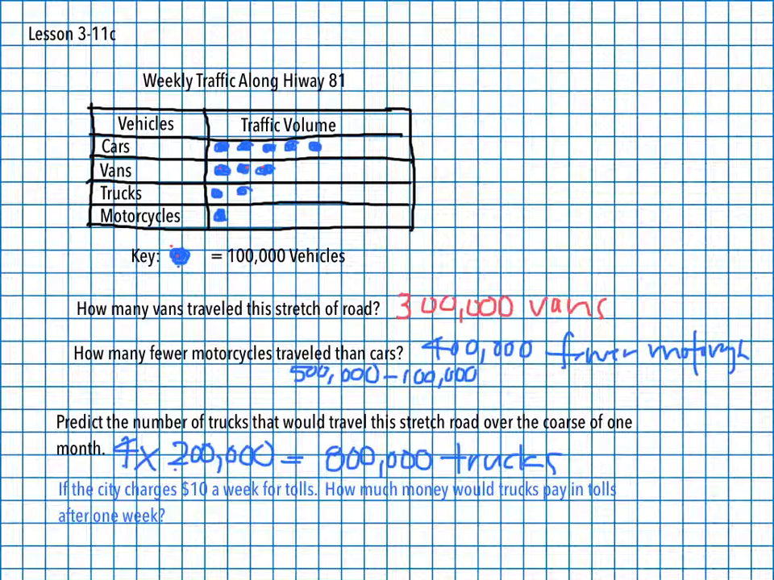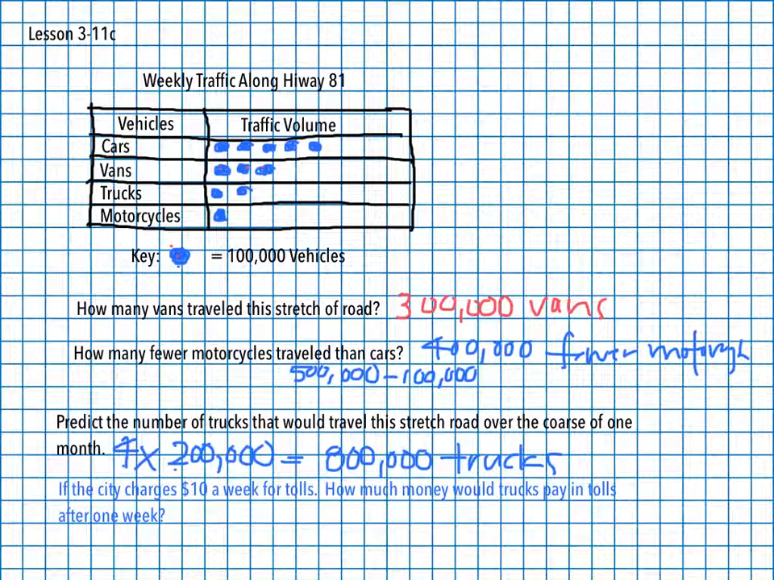So if the city charges $10 a week for tolls, which means when a truck drives this in a week, they have to pay $10 to use the road. How much money would trucks pay? How much money would the city earn? How much would be collected after 1 week? So why don't you pause the video and try to figure that out.